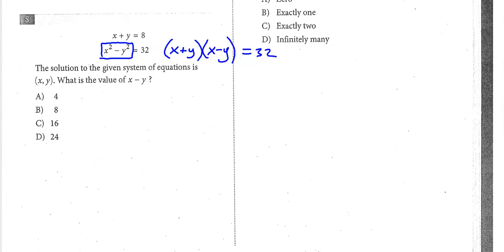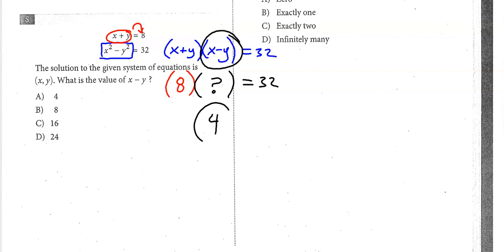But then they tell me right up above that x plus y is 8. So I can get rid of this x plus y and just call that 8. And 8 times what will give me 32? Well, 8 times 4 is 32. So I know what this expression x minus y has to equal. It just has to equal 4. So that's probably the easiest way to do this one.